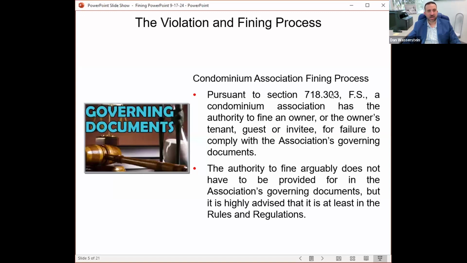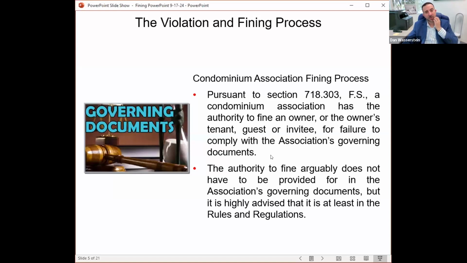For condos, the statute is 718.303, and it allows a condo association to levy a fine against an owner, a tenant, a guest, or invitee. An invitee is someone that you would allow on your property, like a contractor, for example. Quite honestly, I don't know why an association would want to fine a contractor. I don't think the contractor is very likely to pay you, but you really want to go after the owner. Even when it's the tenant's behavior, the person you want to fine is the owner.